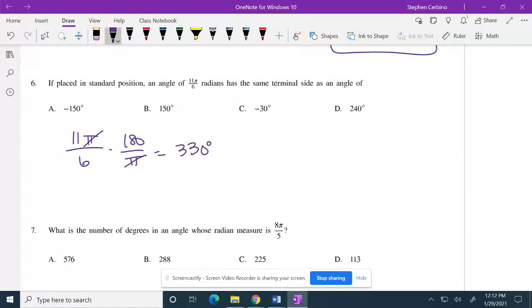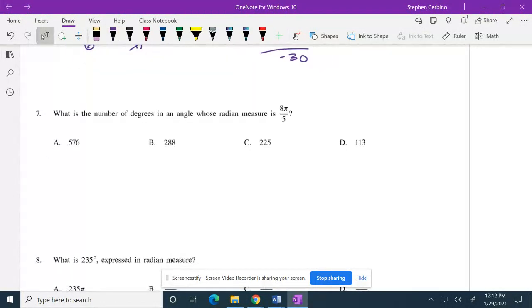Notice that's not a choice. So we have to figure out which choice is coterminal, or terminates at the same place as 330. If we add 330 to 360, you get 690, which is not a choice. If you add again, it's just going to keep getting bigger. So instead of adding a full circle, let's subtract a full circle. So if I do 330 minus 360, I'm left with negative 30, which is the answer we want. That's the choice there. All of the other ones will terminate in a different location.